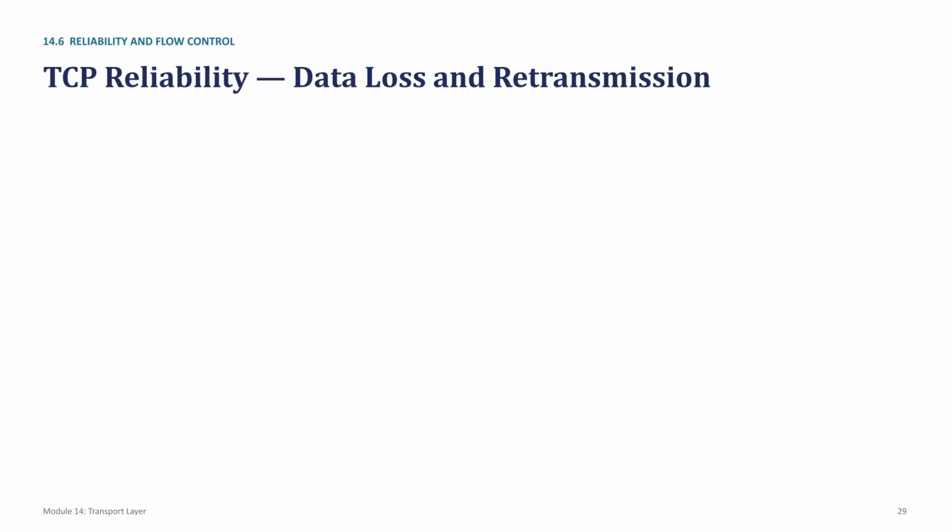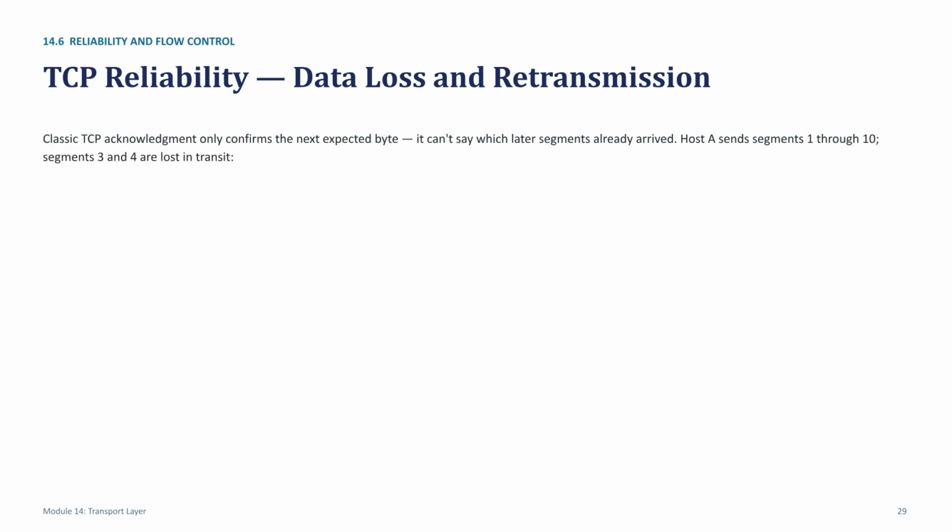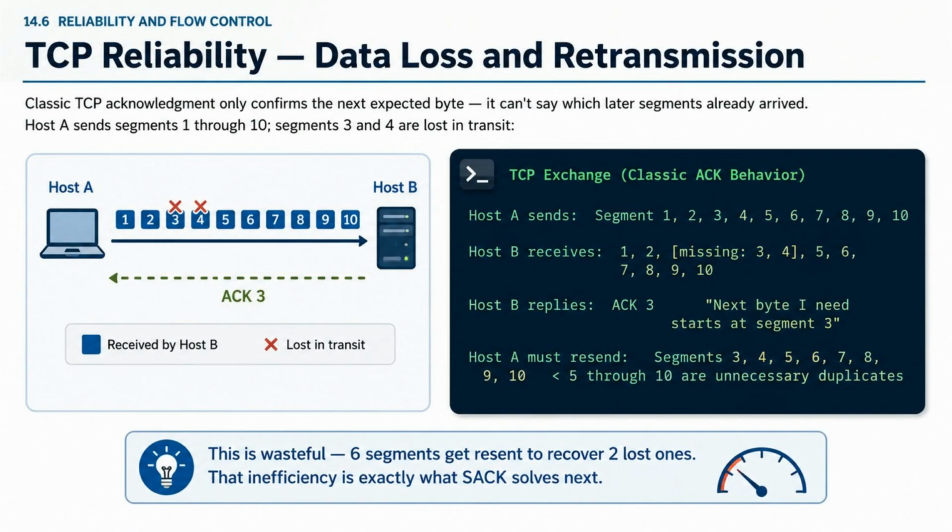Classic TCP acknowledgment has a real limitation. It only confirms the next expected byte, not which later segments already arrived. Walk the example on screen. Segments 3 and 4 are lost, so host B can only say ACK 3, meaning send starting from segment 3, forcing host A to resend segments 3 through 10, even though 5 to 10 already arrived successfully. That waste is exactly what the next slide's SACK mechanism solves.